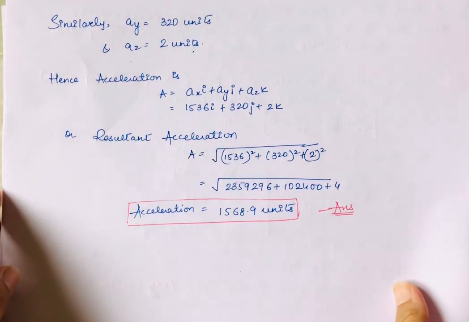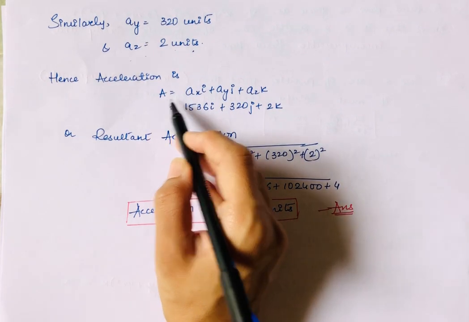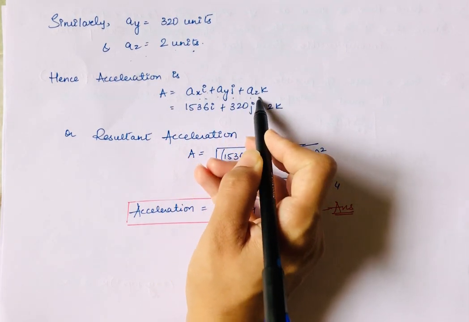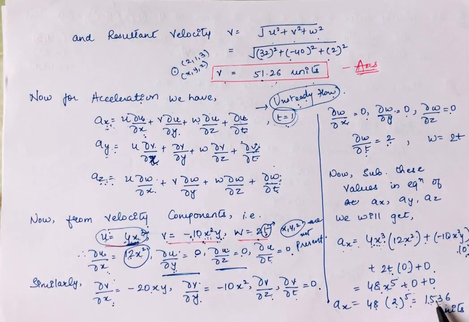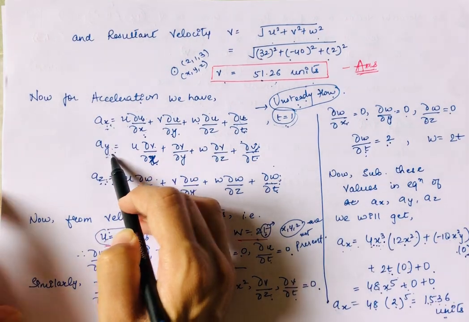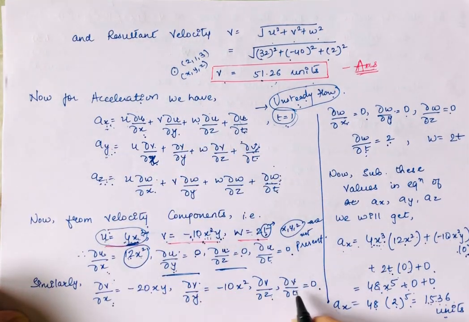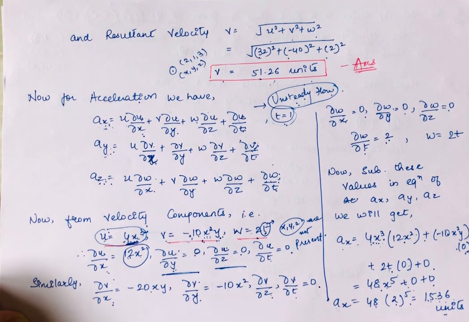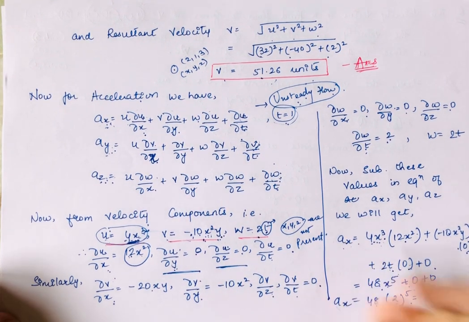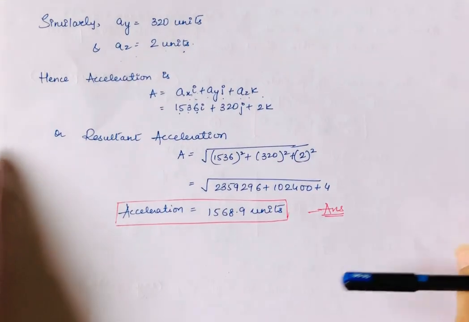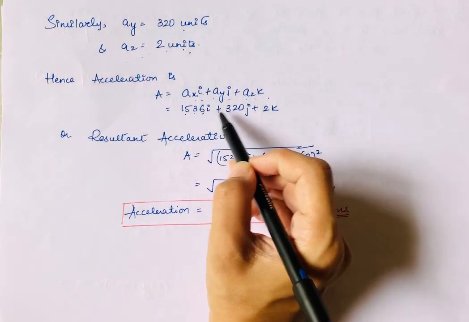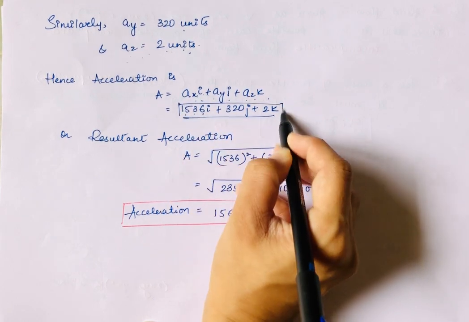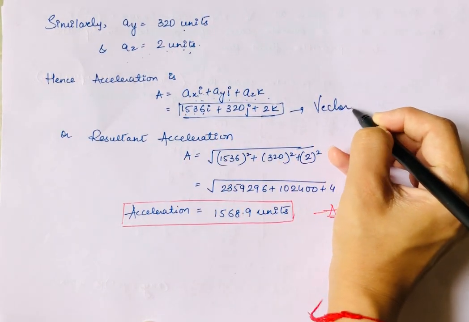And hence acceleration in the vector form is given as ax i plus ay j plus az k. So in place of ax I will write 1536, which we derived just now. Similarly for ay we need to substitute all the values which we found over here, and solving that equation similarly as we did in the case of ax, we will get ay equal to 320 units and az equal to 2 units, and taking it in the vector form, this is the acceleration in the vector form.